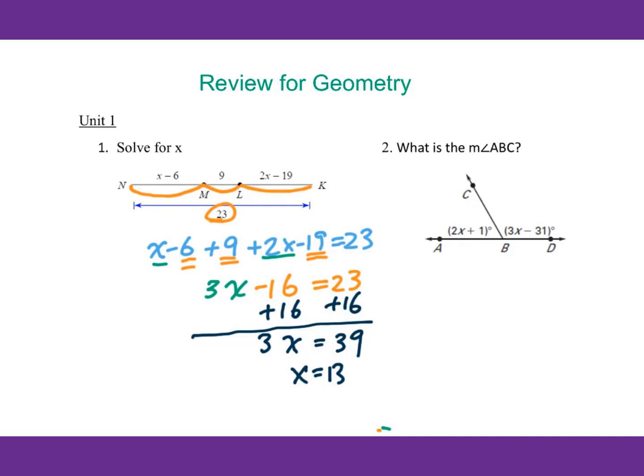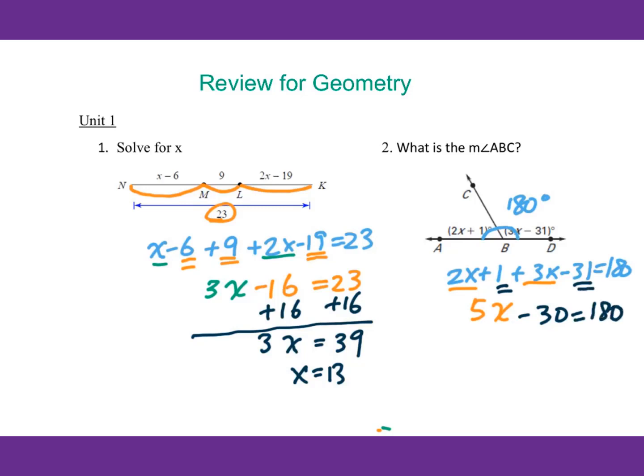For number 2, we know this is a straight angle. That's 180 degrees. Therefore, I add 2x plus 1 plus 3x minus 31 equals 180. Combine like terms on the left side, you get 5x minus 30 equals 180. For a linear equation, remember you always isolate the variable on one side.